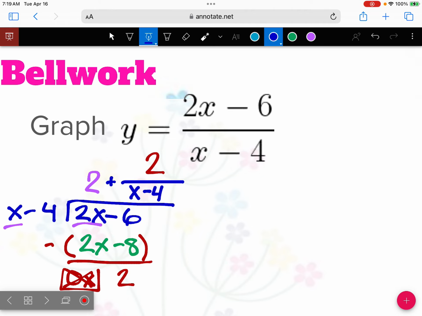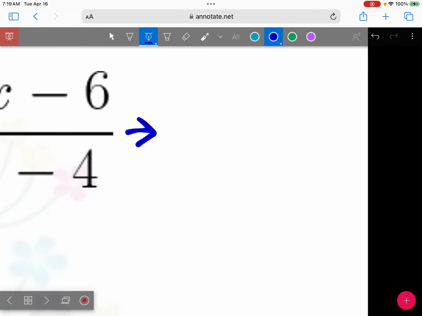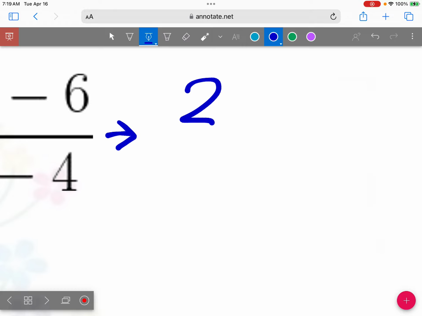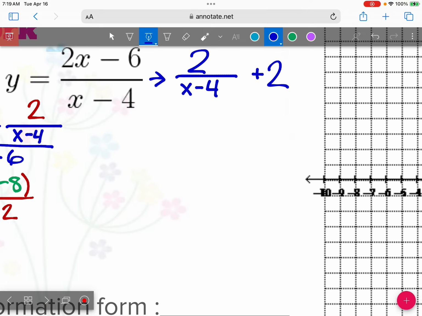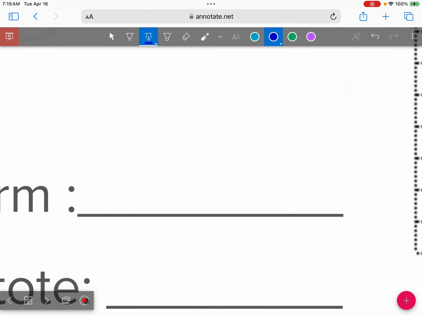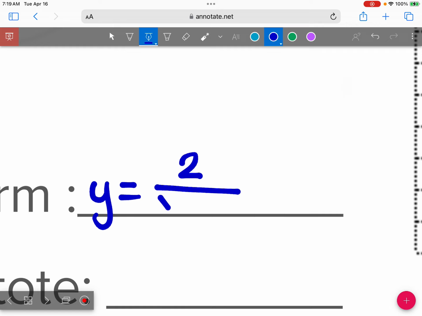I write it into that mixed number format so I can come over here and just flip-flop those pieces to get 2 over x minus 4 plus 2. So that is our transformation form. Our transformation form is that 2 over x minus 4 plus 2. So that's what that is.